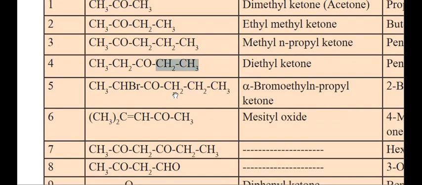Okay, now let's go for substituted ketones. This is the substitution on the CH group or R group. It is called alpha. This is the carbonyl carbon, and the carbon next to it is called the alpha carbon. So we have alpha bromoethyl propyl ketone. This is the propyl group.